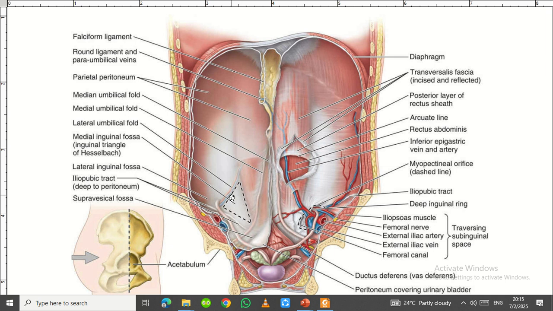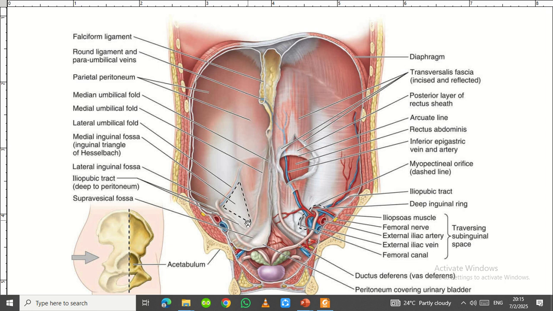Direct inguinal hernia occurs in the Hesselbach triangle in the medial inguinal fossa. So what is important is to take note of the boundaries of the Hesselbach triangle. Since it is a triangle, you're going to have to understand that it has a medial border, a lateral border, and a base.